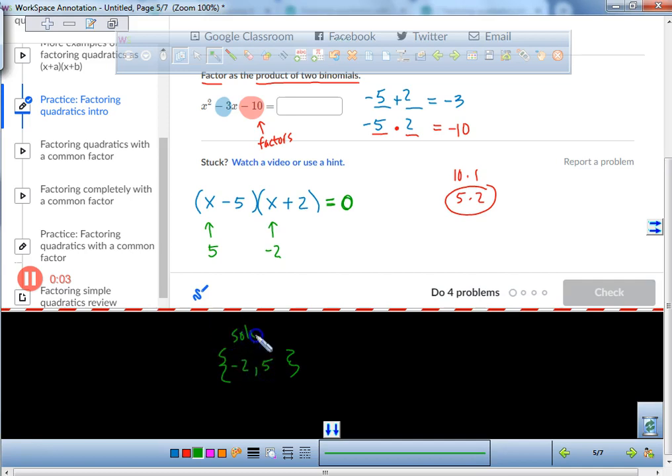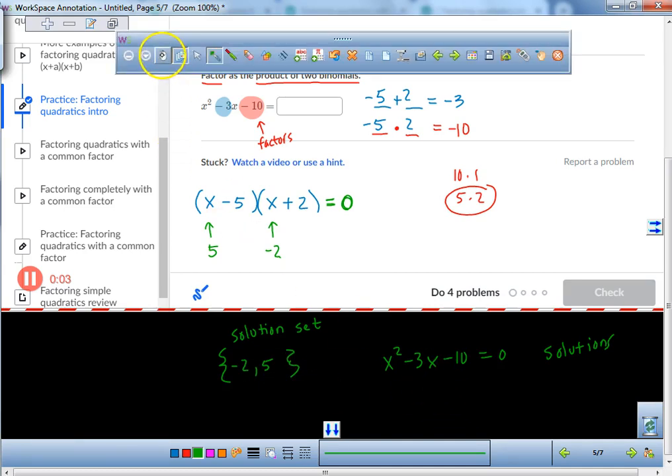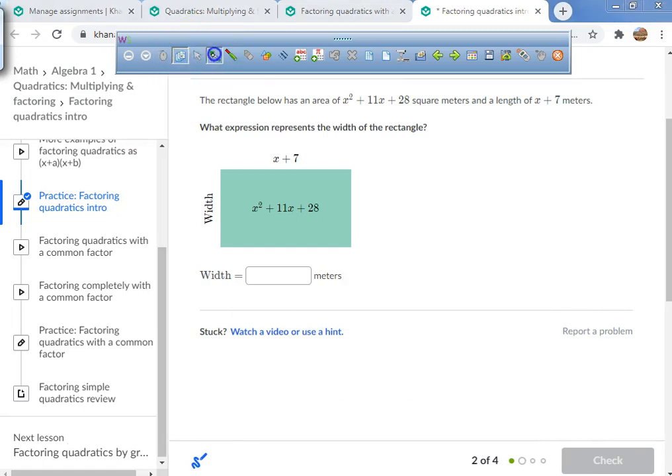Now we're going to be leading up to this. You don't need to know it for this assignment, but this is where we're heading. I might say, here's an example: x squared minus 3x minus 10 equals 0. What are the solutions to this quadratic? And your answer would be -2 and 5. That's eventually where we are heading, but not just yet. Right now, we're just making sure we know how to factor.